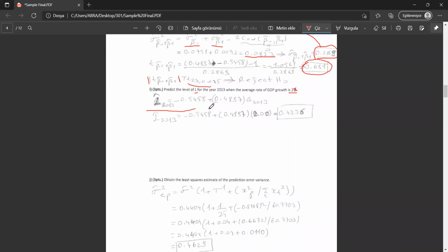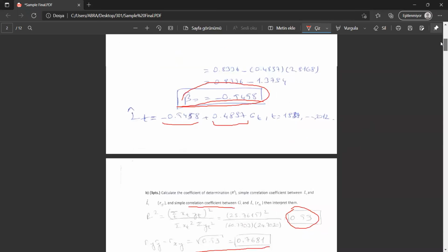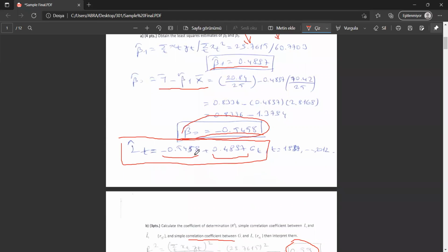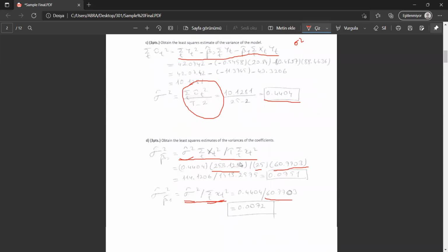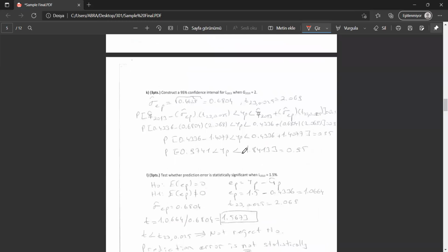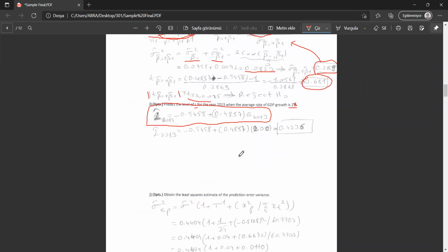Okay, so you are just writing the model you have found in the first part of this 50 points question. You see, at the very beginning, we have found our model. You see, here it says that you know the G_T in 2013. What will be the L_T? Okay, this is very basic. So we are putting 2 instead of G and finding the L.